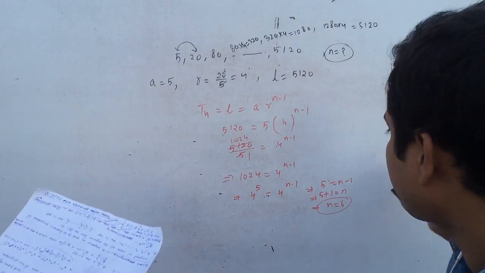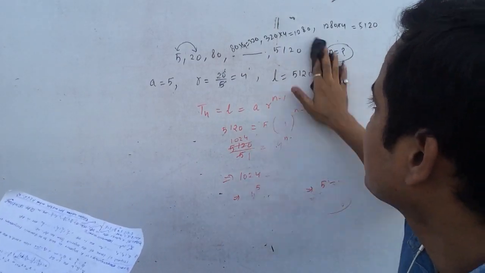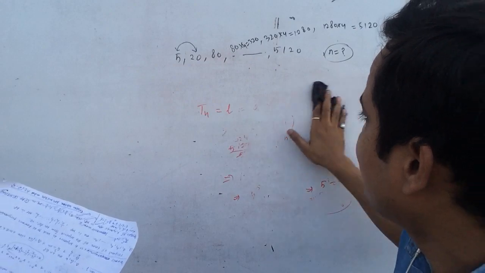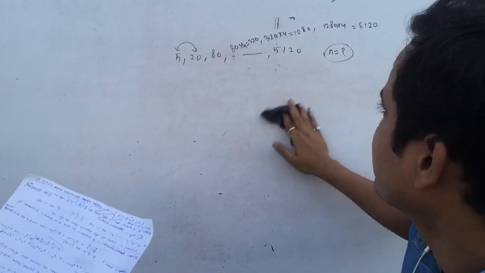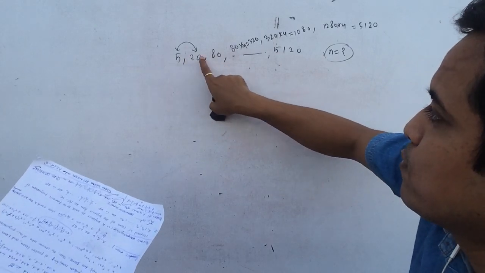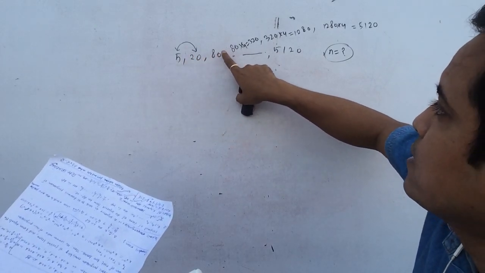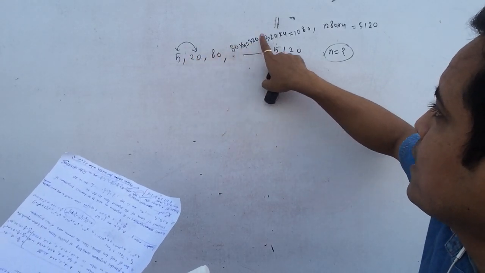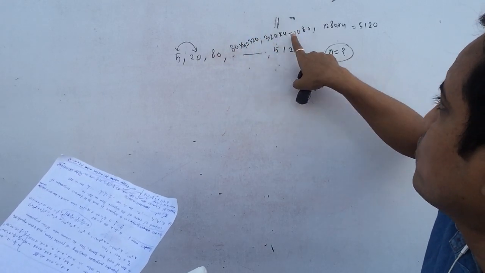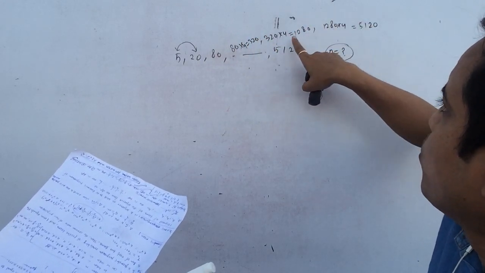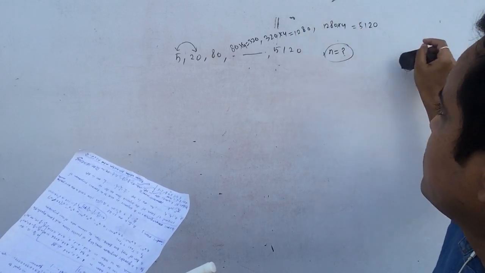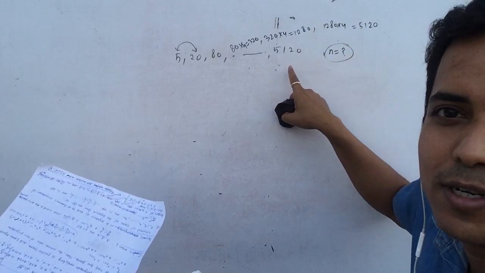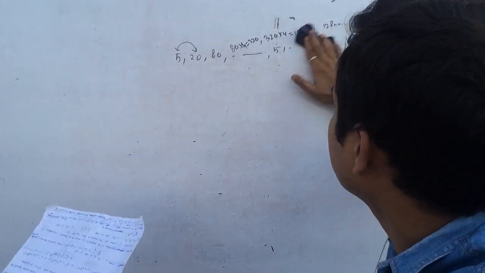So I have solved it and found the number of terms, because we are getting 5 times 4 is 20, times 4 is 80, times 4 is 320, and the next term will be 1280 times 4. So you got the final answer 5120. That means you were correct.